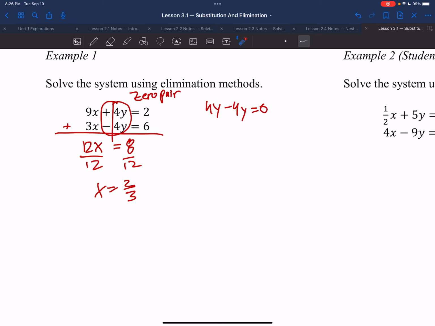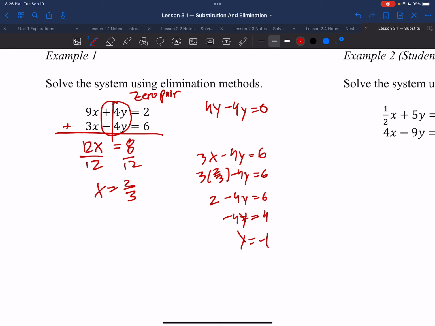And of course, what we can do from here is take x equals 2/3 and plug it back in, right? I could plug it into 3x minus 4y equals 6. So this is like 3 times 2/3 minus 4y equals 6. That's 2 minus 4y equals 6. That's negative 4y equals 4. So y equals negative 1, right? And you could use substitution to solve it like that. If you want to slow down the video and process what I just did there, all I did was take x equals 2/3 and put it back into this equation right here, and I solved for y, right?